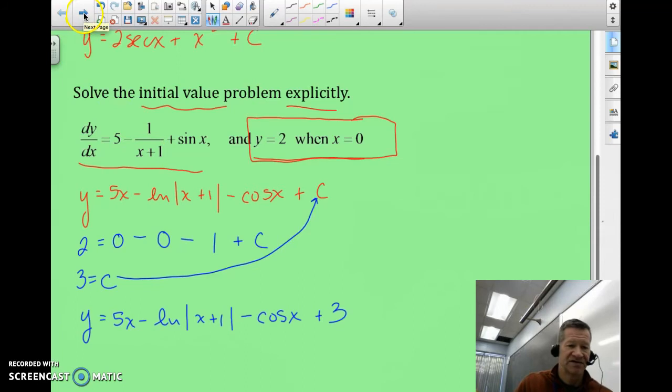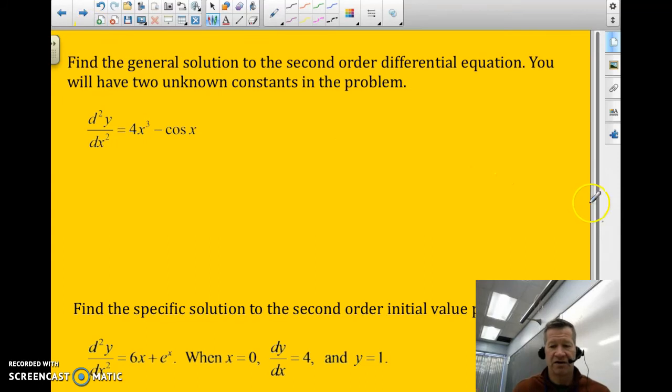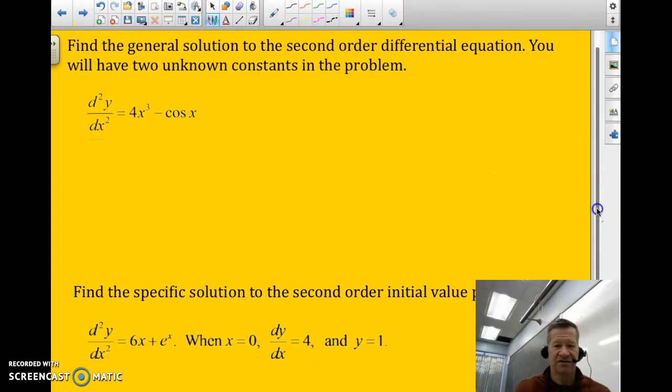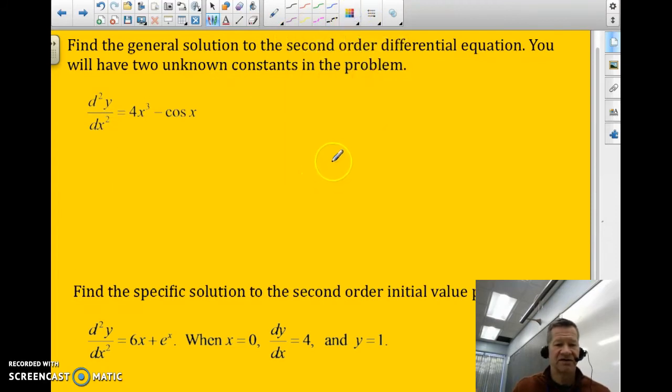Okay? Now let's skip past all this slope field stuff that we've already done and do a couple where second derivatives are given. So now, find the general solution to the second order differential equation. You will have two unknown constants in the problem. So you're going to get a constant when you undo the second derivative to get the first derivative, and then to get the original function, there'll be unknown constants in both cases, okay?